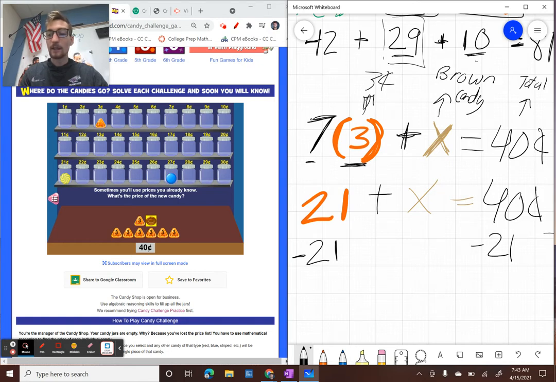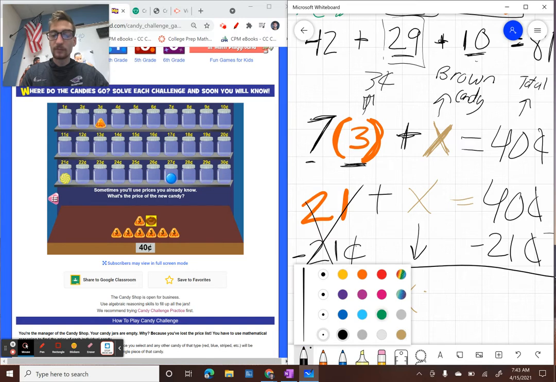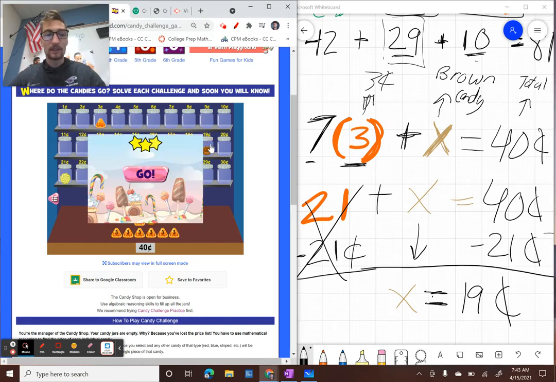What I do to one side, I have to do to the other. So 21 minus 21, that gives me nothing over here, which leaves me with just X on this left side. And it's going to equal 40 minus 21, 19 cents. So notice my equation helps me figure out what the cost of that brown candy is, and now I can just click on 19 cents.